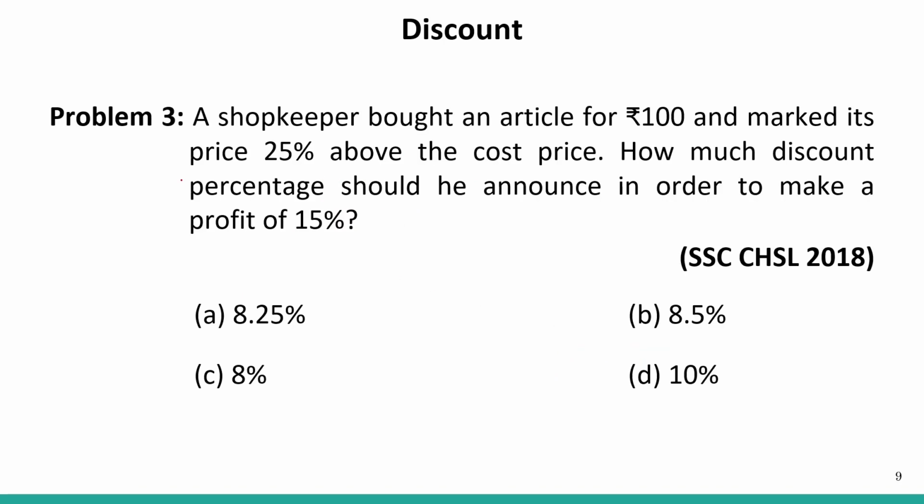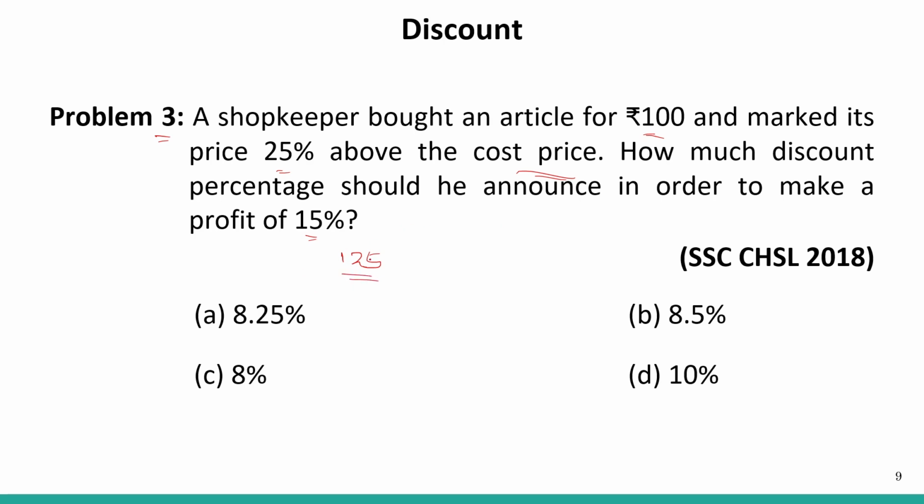Okay. So let's see problem number 3. A shopkeeper bought an article for 100 rupees and marks its price at 25% above the cost price. So how much discount percentage should he announce in order to make a profit of 15%? Okay. So the shopkeeper bought an article for 100 rupees and marked it 25% above the cost price. So the new price is equal to 125. How much discount percentage should he announce in order to make the profit 15%?